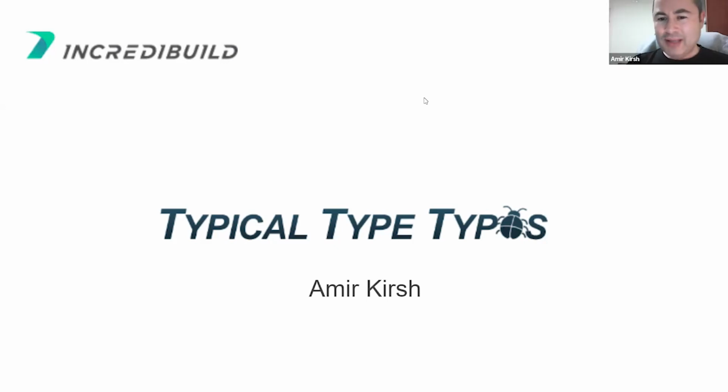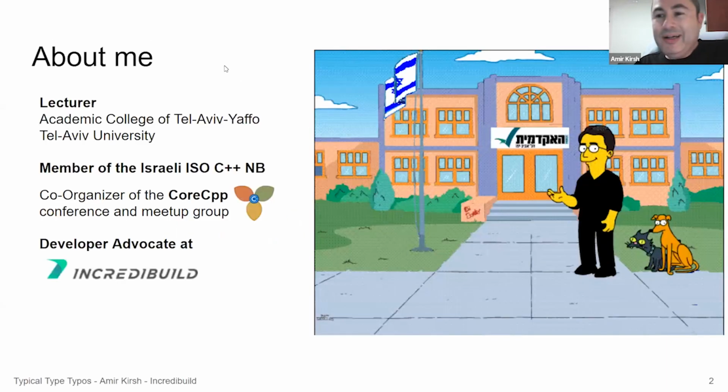Let's talk about typical typos. So I guess the audience came here to hear about C++ because we're going to talk about C++ a lot, and mainly about those small things in C++ that you have to do right. So let's start. So here it is. It's on the second slide.